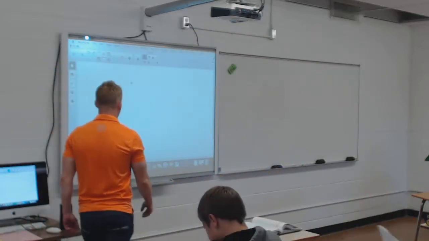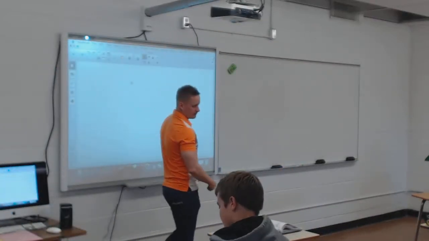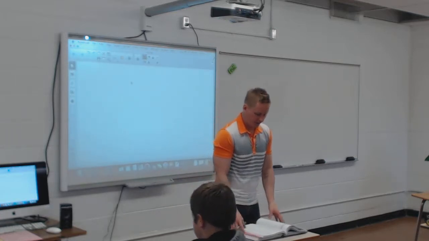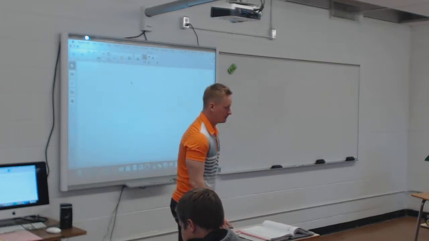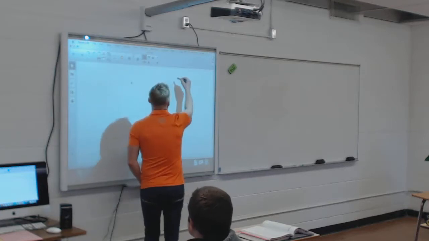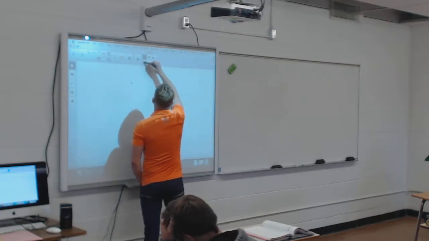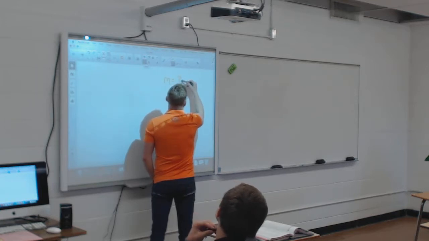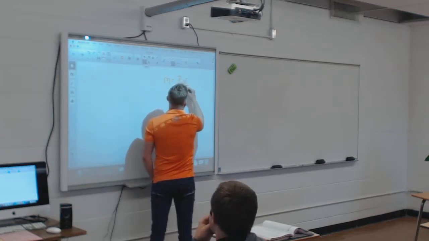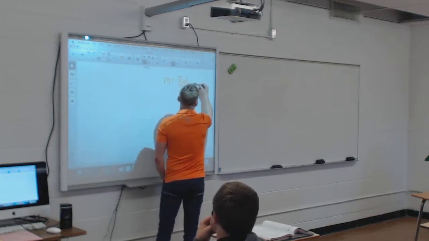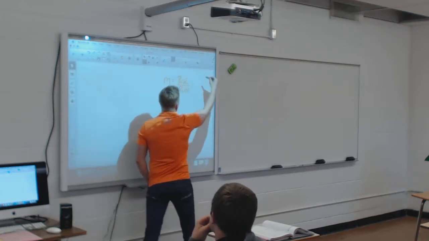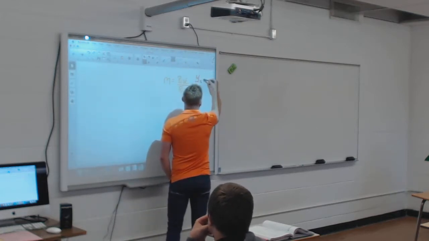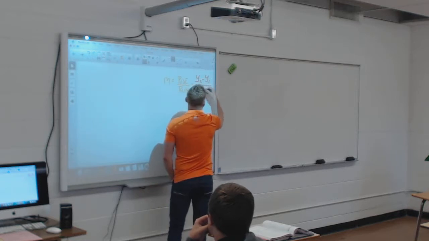Alright, today we're working off of what we learned about slope last chapter. Okay, first thing that we have to remember, the slope, rise over run. So it's y2 minus y1 over x2 minus x1.